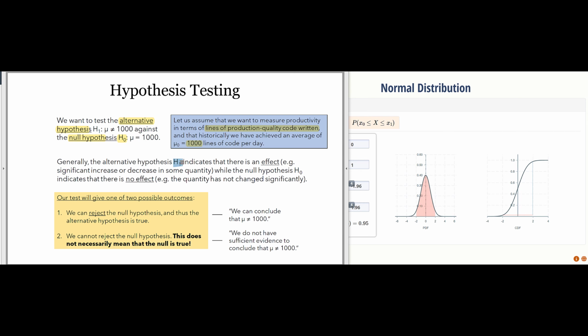The alternative hypothesis is indicating that there is some kind of effect. That is, that programmer productivity either definitely goes up or definitely goes down.